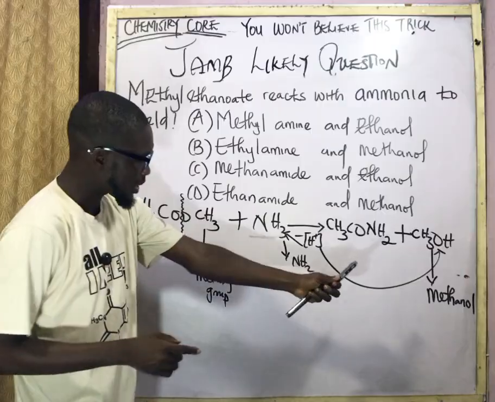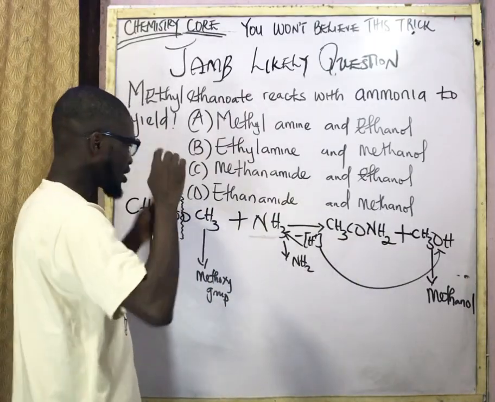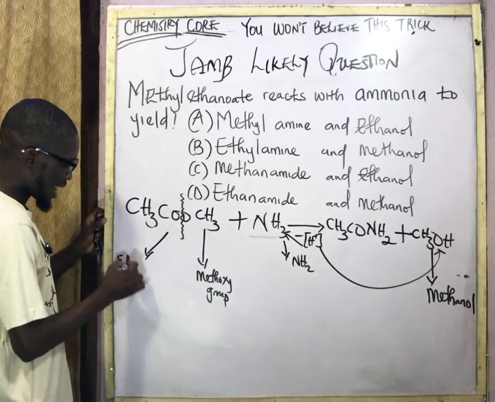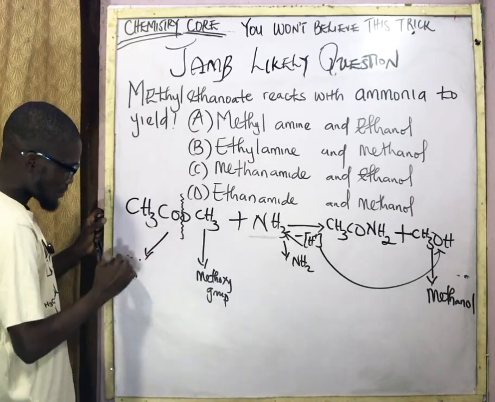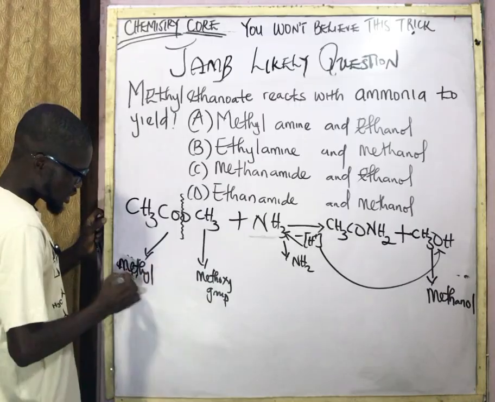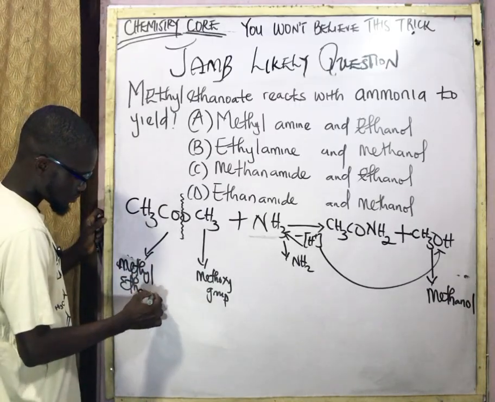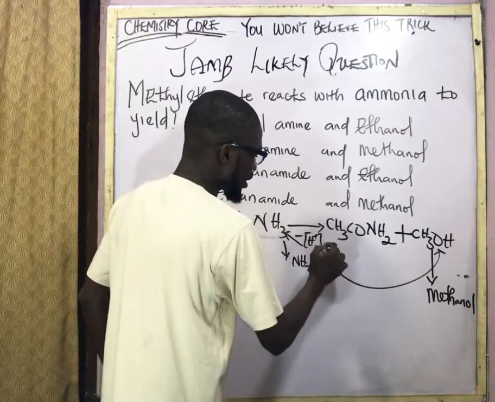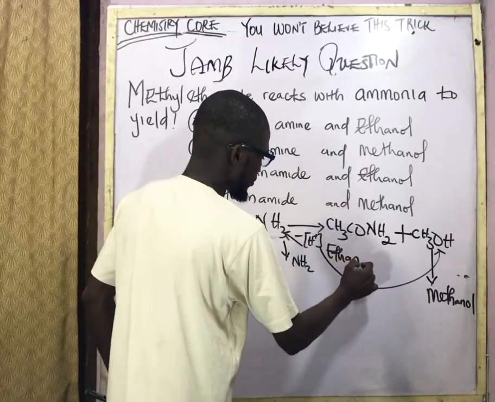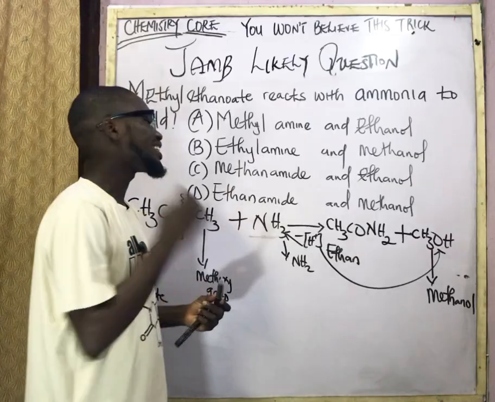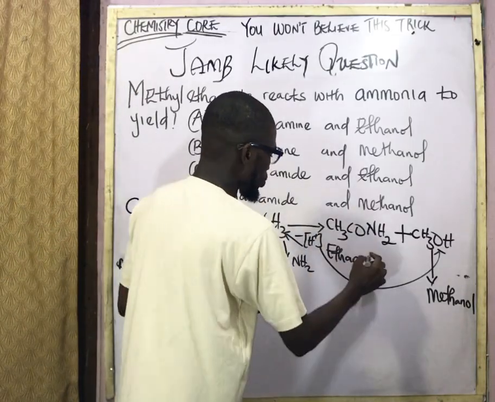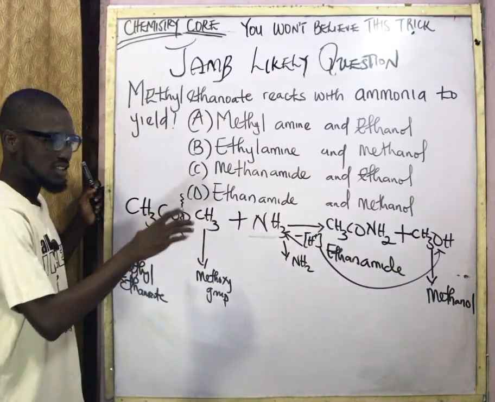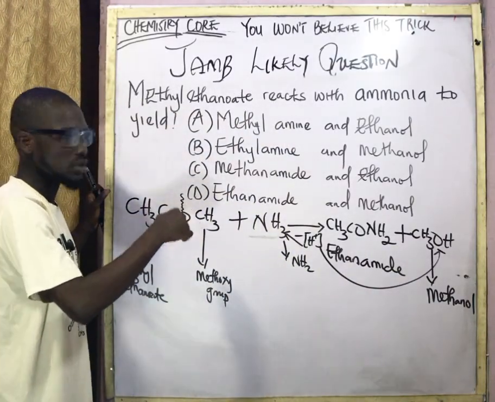Now, we have our methanol. What is the naming of this? Since we said this particular compound is named methyl ethanoate, now we have two carbon atoms. That will give us ethane. Now the functional group here is what? NH2, which is what? Amide.